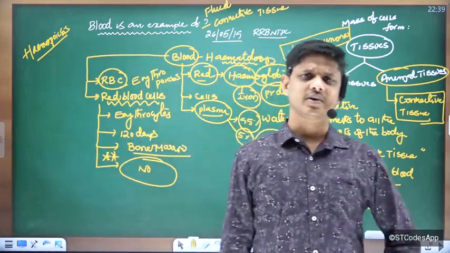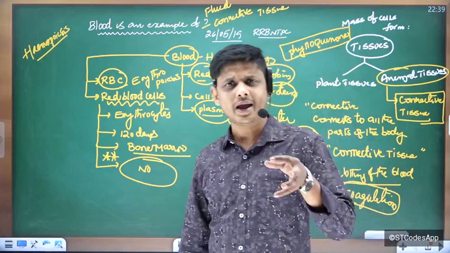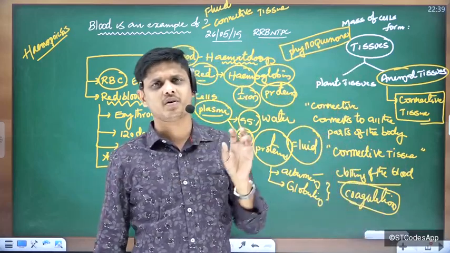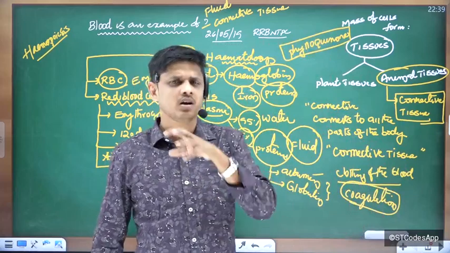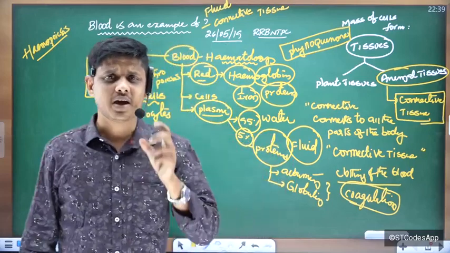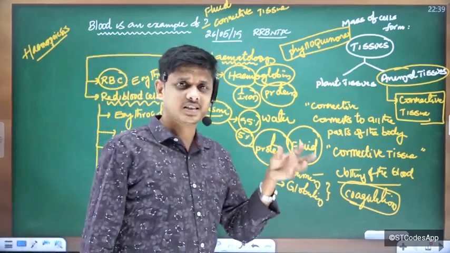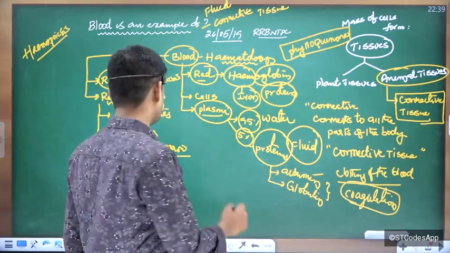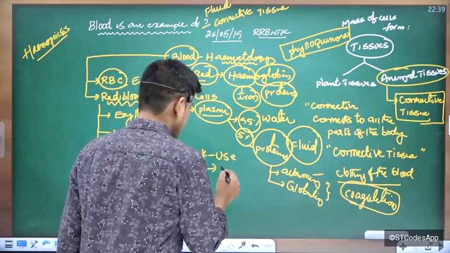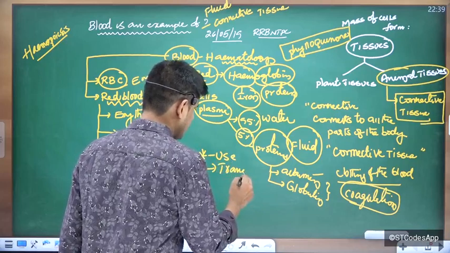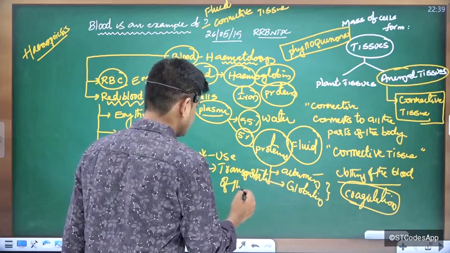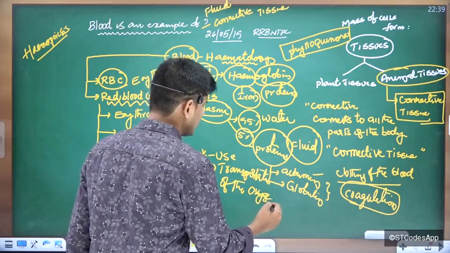And the exact function of the RBC is to bind with the oxygen and to carry it towards all the parts of the body. Hence I can say that RBC has the affinity to bind with the oxygen. So the use of RBC is transportation of the oxygen. And let me ask you one question.